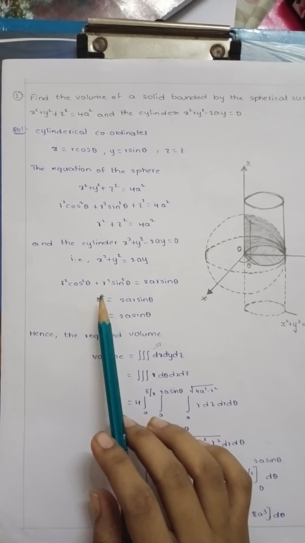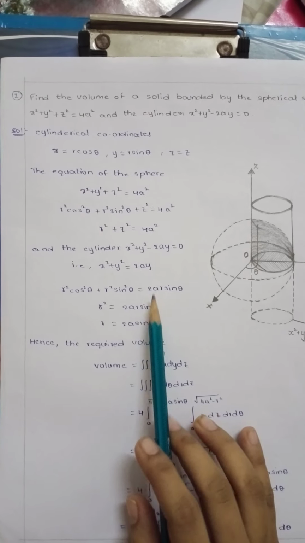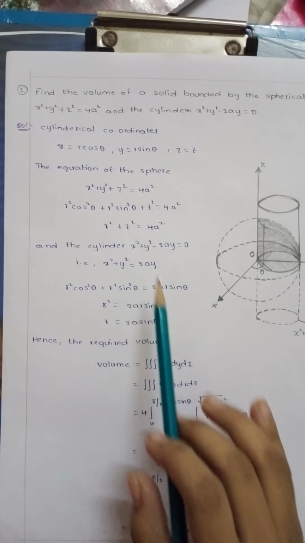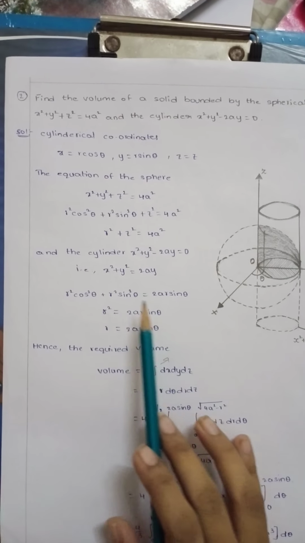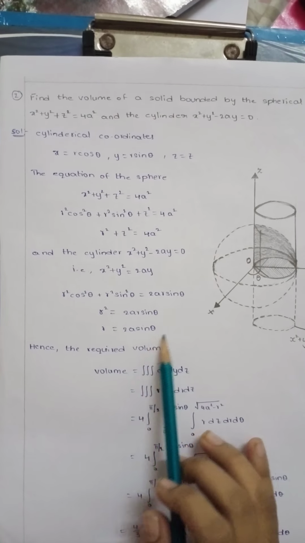r square cos square theta plus r square sin square theta is equal to 2a times the y value. We know that y is r sin theta. So r square is equal to 2a r sin theta, and r is equal to 2a sin theta.